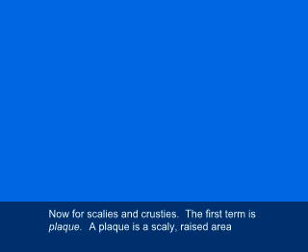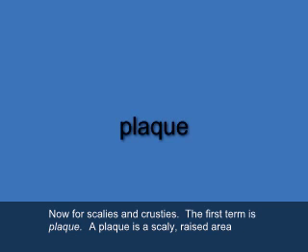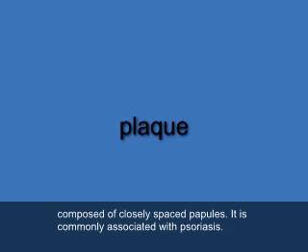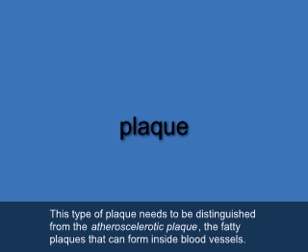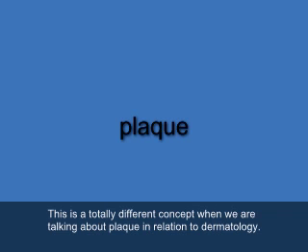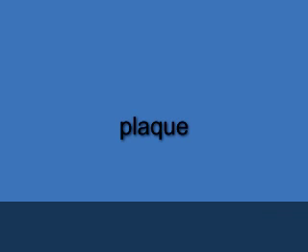Now for scalies and crusties. The first term I have for you is a plaque, P-L-A-Q-U-E. A plaque is a scaly, raised area composed of closely spaced papules. It's commonly associated with psoriasis. This type of plaque needs to be distinguished from the atherosclerotic plaque, that is, the fatty plaques that can form inside blood vessels. This is a totally different concept when we're talking about plaque in relation to dermatology.